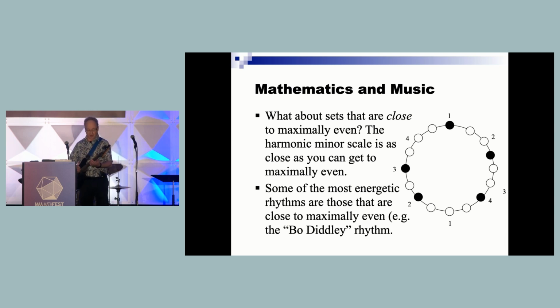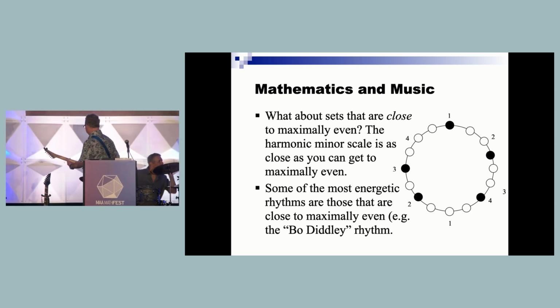So not as good as a theorem, but if you're lucky in music, you get a rhythm named after you. So we're going to play you a rhythm called the Bo Diddley rhythm, which is almost a bossa nova, except one beat is off. And it has energy because of that. Bo Diddley.